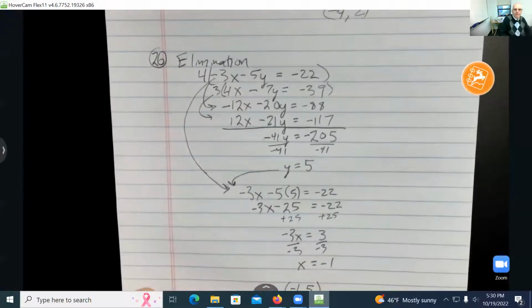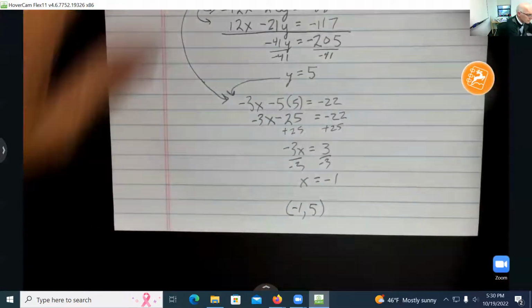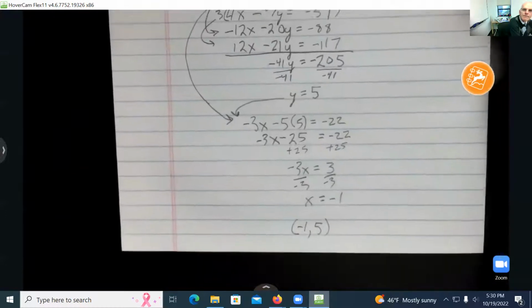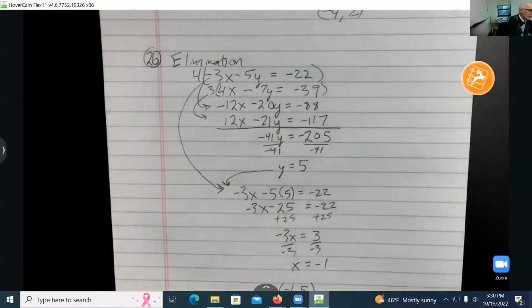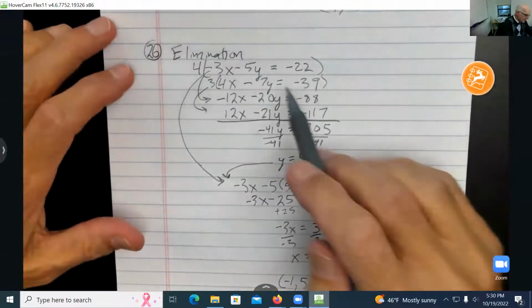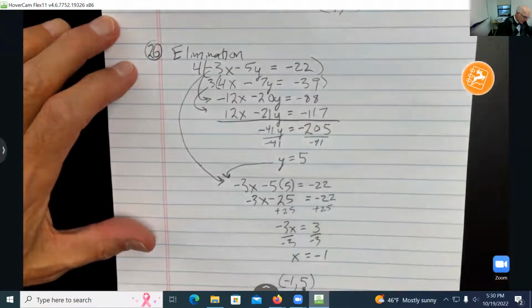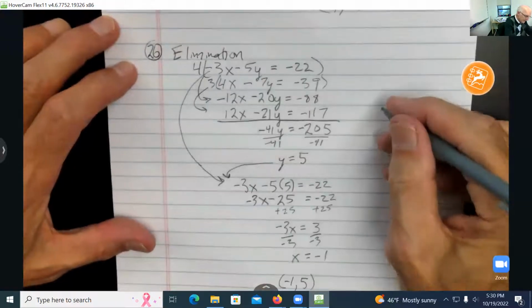Now, let's say that it's an exam and maybe you're short on time and we don't have time to check both of these. Since I used the first equation to get my ordered pair, if you're strapped for time, maybe you should check just in the second equation.